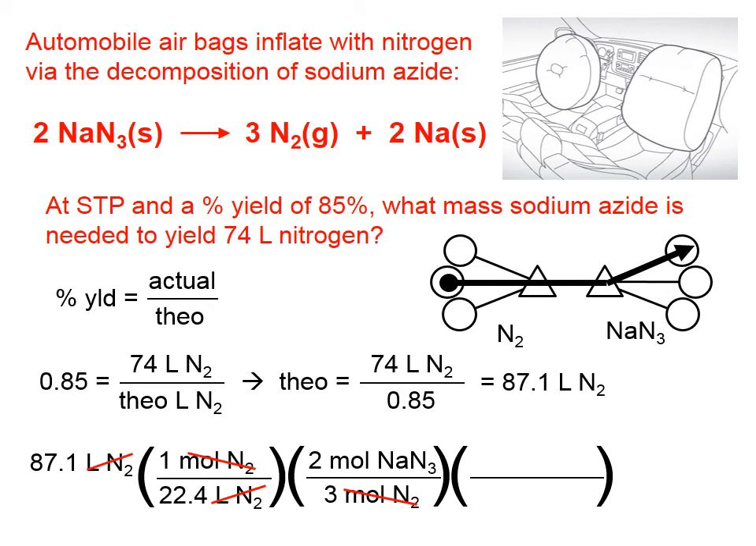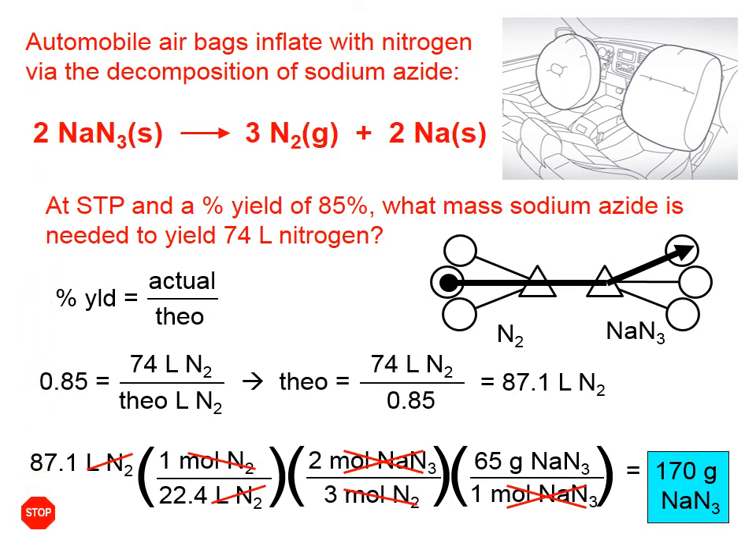And now we need to calculate mass of sodium azide. We need to calculate the molar mass, that is. Check it out from the periodic table. Sodium, Na, has a molar mass of 23. Nitrogen has a mass of 14. So 3 14s plus a 23 give you 65. The moles of sodium azide cancel. We type that into our calculator. 87.1 divided by 22.4 times 2 divided by 3 times 65. Rounded to two significant figures, because both of the quantities that we were given had two, we get 170 grams.